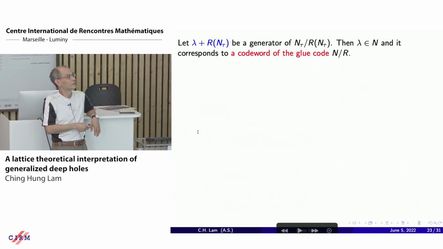Another thing which is important is when I deal with this N tau, you have a generator like this. Then this lambda must also be an element of my Leech lattice. What it means is this lambda actually corresponds to a coweight of the glue code of N over R. Now, this is one of the things observed by Johan. He actually used the coweight of the glue code to define the automorphism. Because of the construction, this is the only choice you have. All the tau must correspond to this kind of coweight, okay?